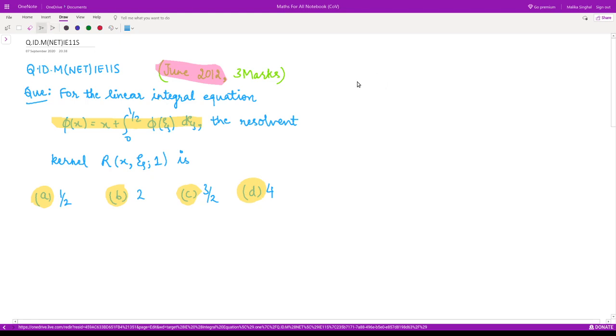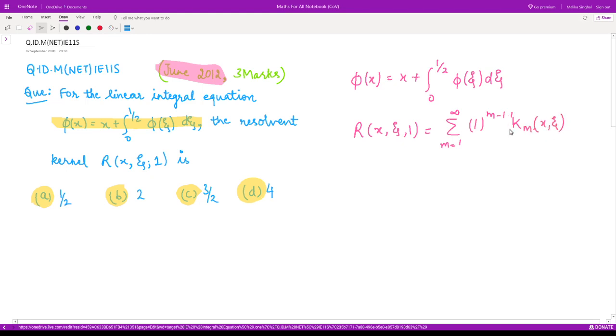So let us get started. The given equation is phi of x is equal to x plus integration from 0 to half phi of xi d xi, right? This is the Fredholm equation. And what is the value of resolvent kernel R(x, xi; 1)? This is equal to summation, m varies from 1 to infinity. What is lambda here? Lambda is 1. So 1 raised to power m minus 1 K_m of x and xi.